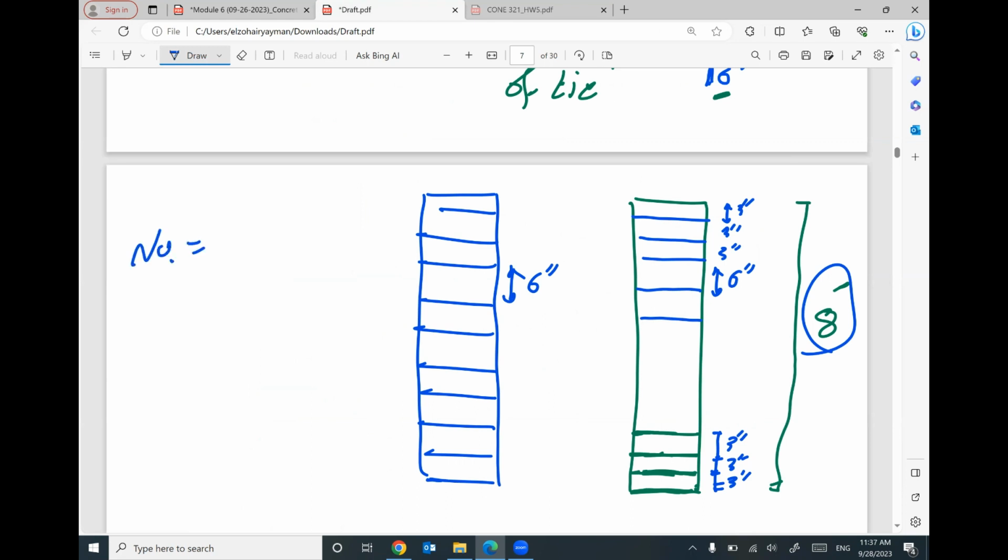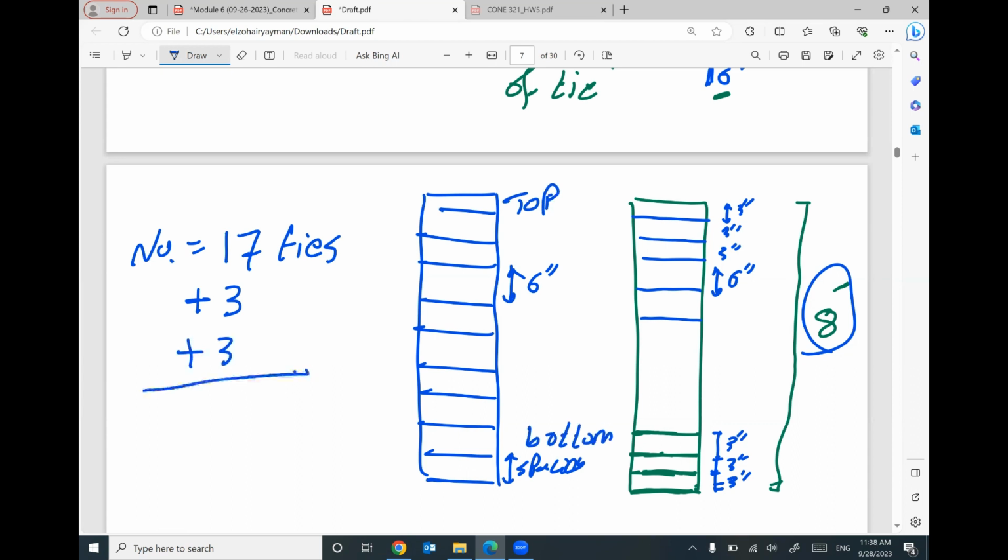I think I will have 16 spacing, which means we will have 17 ties. If you have 16 spacing, that means I will have 17 ties. I will add 3 ties at the top and another 3 ties at the bottom, so I can figure out the total number of ties, 23.